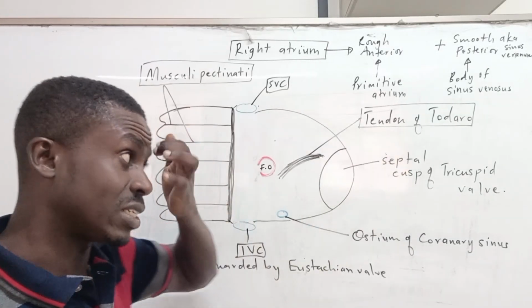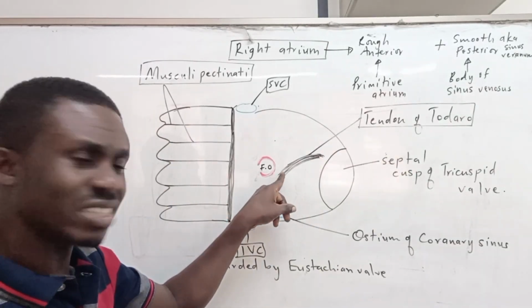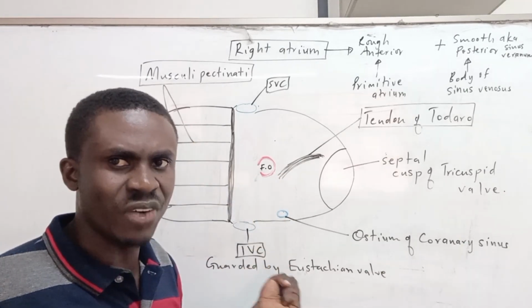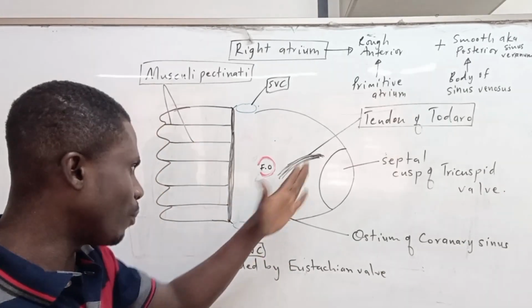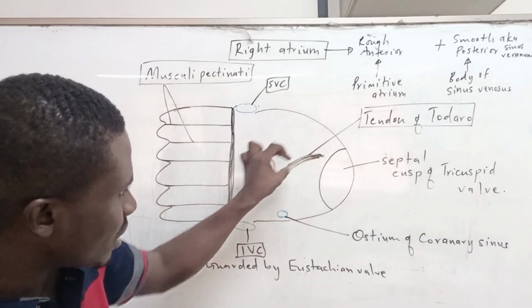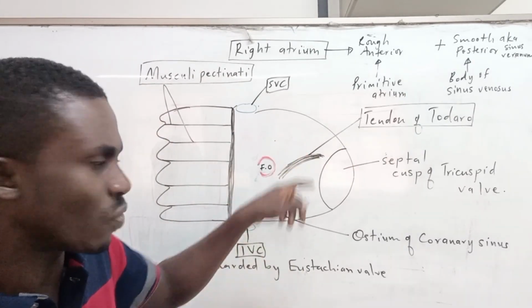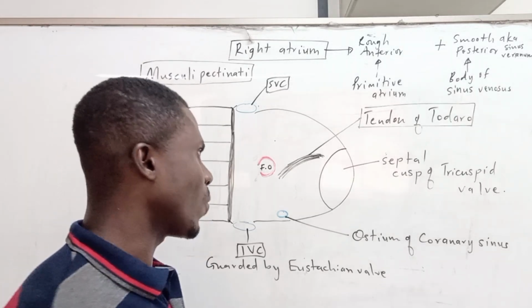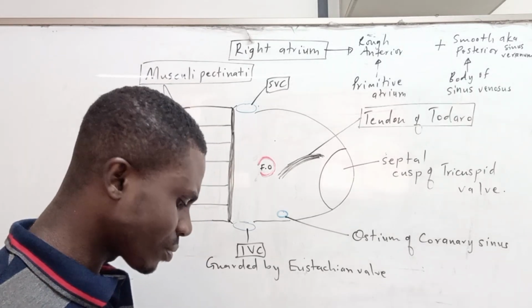Now, please appreciate this. This tendon of Todaro will come all the way to the level of the eustachian valve. It will come and attach over there, but I'm not showing that full extent. So we see that ridge, that elevation over here in the smooth posterior wall of the right atrium of the heart. We see what we call the tendon of Todaro.